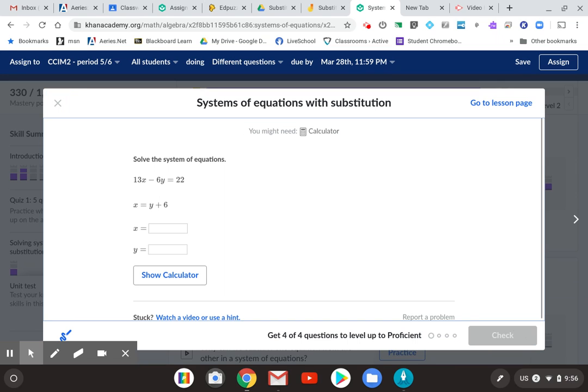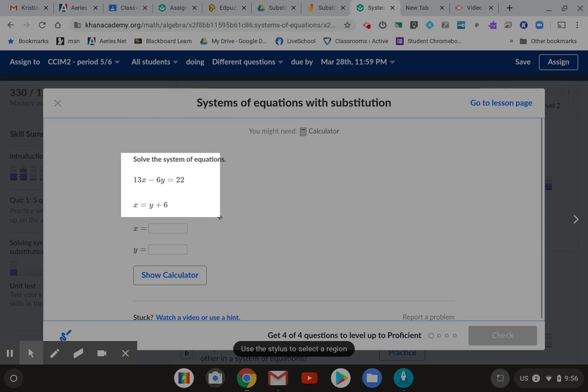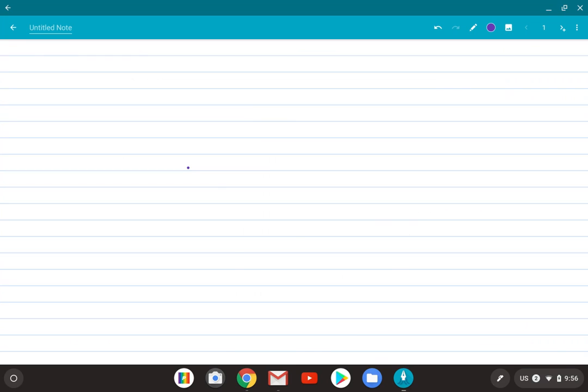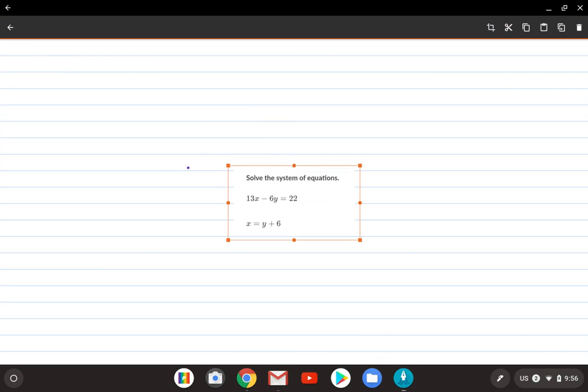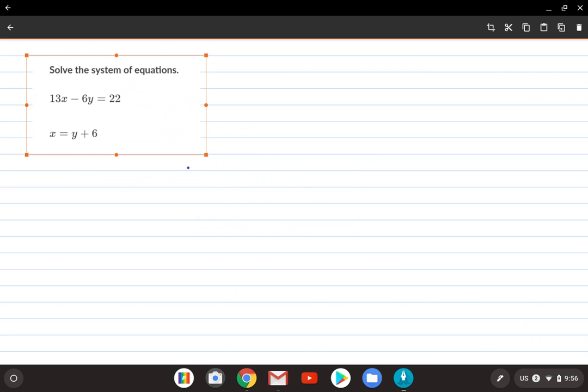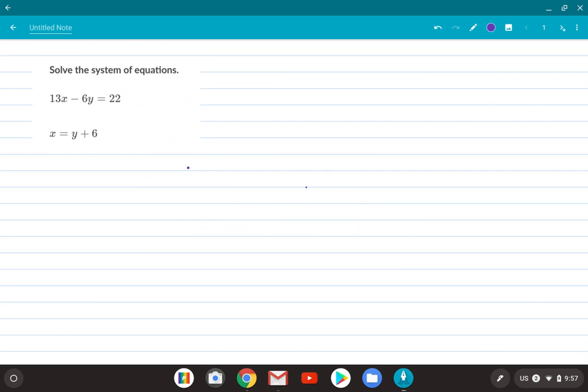Okay, so what I'm going to do is capture it and put it onto another place so I can have a little bit more to write with. Okay, so I'm going to put it over here. So substitution. We're looking to see which one of these has a letter by itself. So x is by itself.